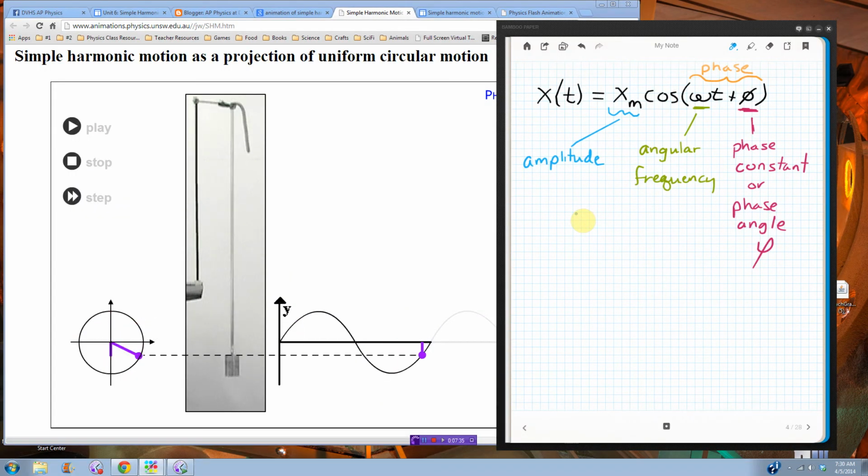I know that the definition of period, for instance, is the time it takes for one cycle. So let's say I start the clock right here at the top. I know the time for one cycle is the time it takes to go from here to here. Basically, I am back where I started if I allow a time of period t to pass.